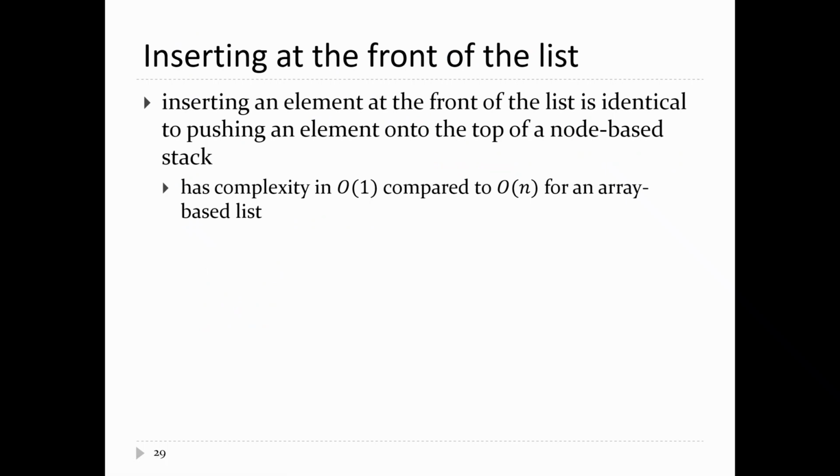Okay, so where the linked list outperforms an array-based list is when you want to do something at the front of the list. If you want to insert or remove at the front of the list, a linked list is much faster than an array-based list. Inserting an element at the front of an array-based list means that the list has to move all of its elements one position to the right. That's O(n) for an array-based list. For a linked list, you just make a new node and stick it on the front, and that's it. So it's identical to pushing an element onto the top of a node-based stack, and we saw that push and pop for node-based stacks are both O(1).